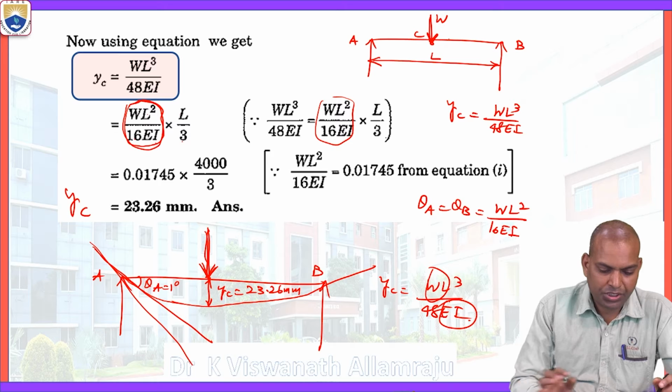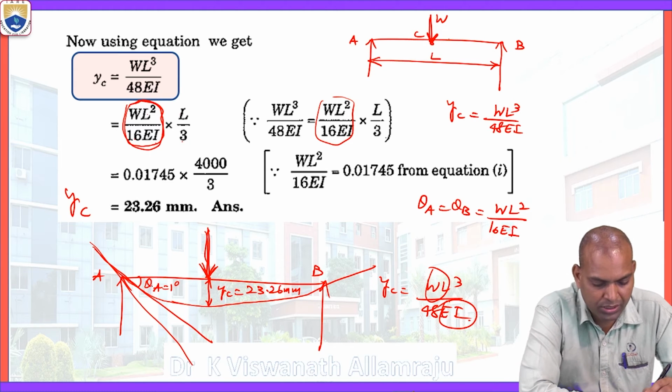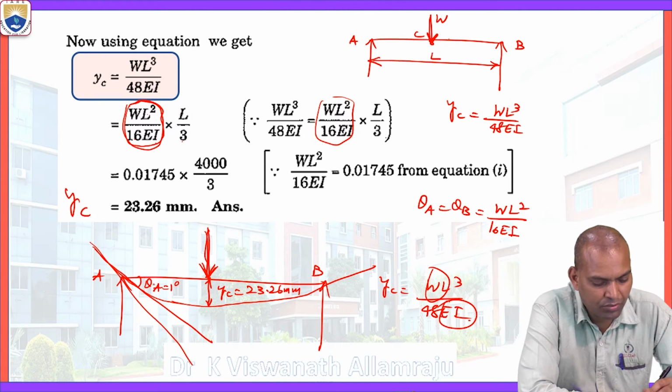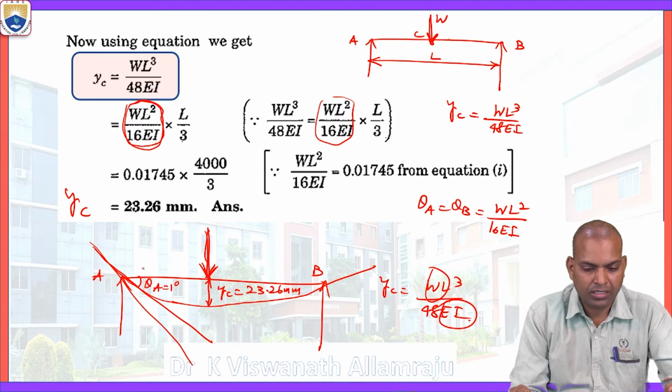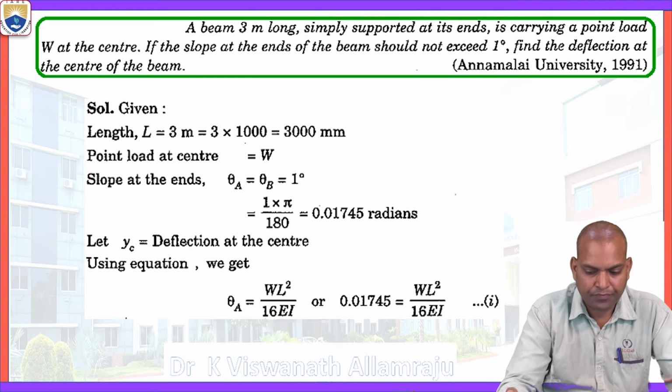So the maximum deflection here is 23.26 millimeters when theta A equals 1 degree, and theta B is also 1 degree. Now coming to one more problem we are going to solve here.